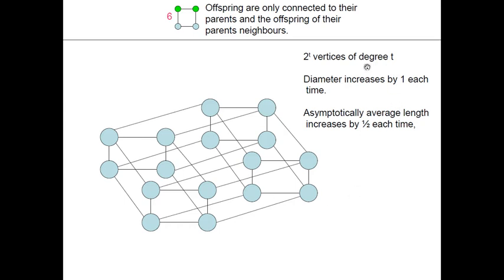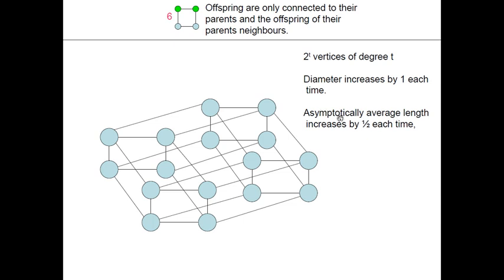and a lot of things are known about the hypercube. It's a very nice, simple network structure to study. So we know the degree distribution is very simple. There's just 2 to the t vertices of degree t on time step t. The diameter of the network, that's the maximum shortest distance between a pair of vertices, that just increases by 1 every time.